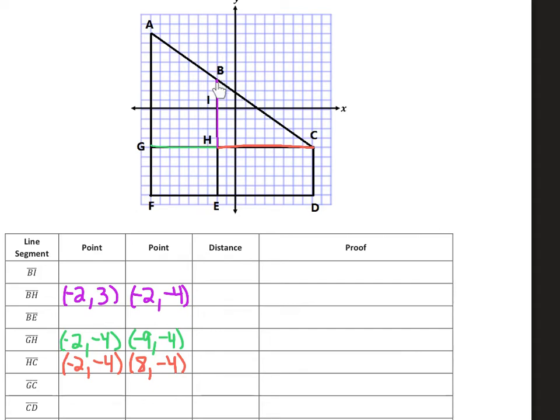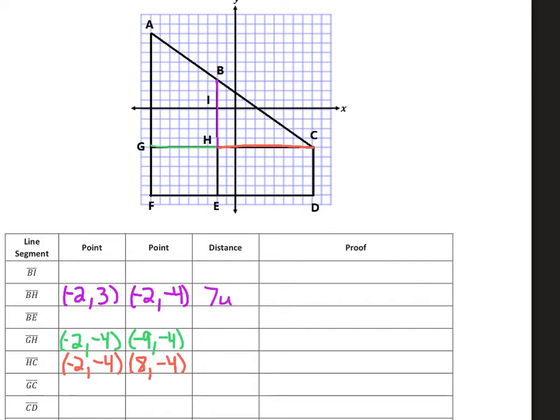BH, you can see it crosses the x-axis, so this is going to cross 0 right there. And so my points were (-2, 3) and (-2, -4). And so you'll notice x is the same, so I can ignore those. I'm finding the difference, the distance between +3 and -4. Now we could just count them, right? There's 3, 4, 5, 6. So we know the answer is 7 units. But the proof is going to be a mathematical equation.